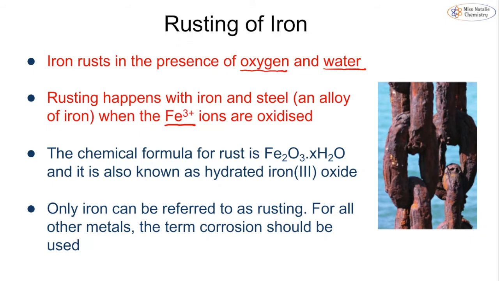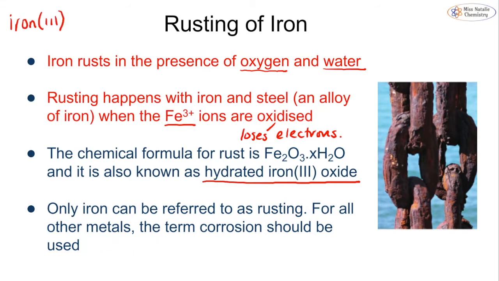And you don't need to know too much about oxidation in terms of what it is at single science. This just means that it loses electrons to become an ion. And the chemical formula for rust is Fe2O3 with a specific number of waters, and it is known as hydrated iron oxide. Now, please be aware when you're talking about rusting, you can only refer to iron as a substance that will rust, because this iron oxide is also known as rust.